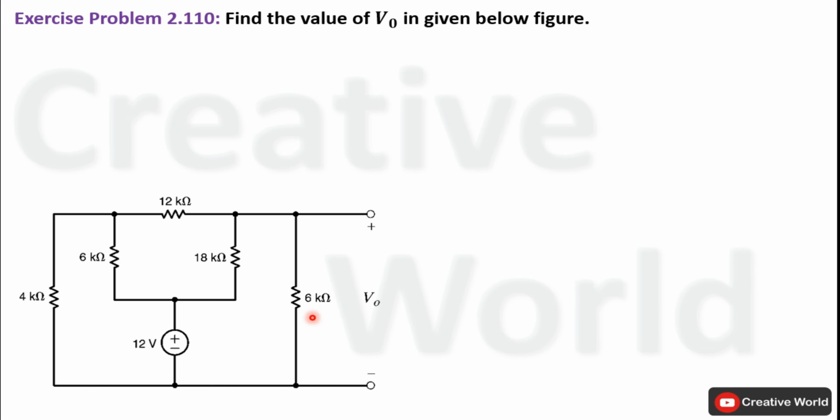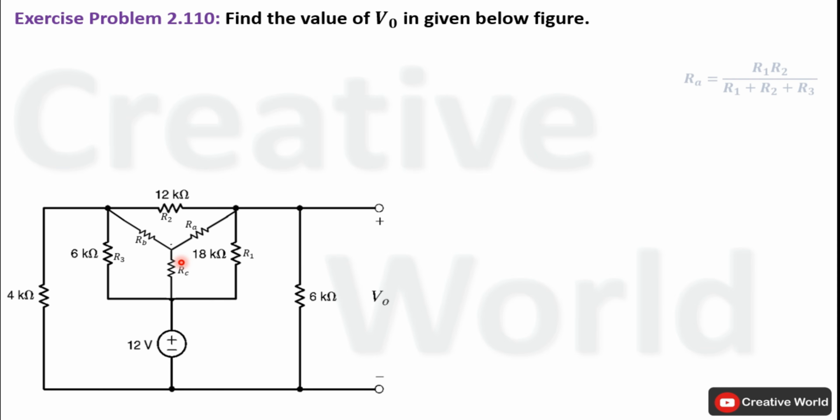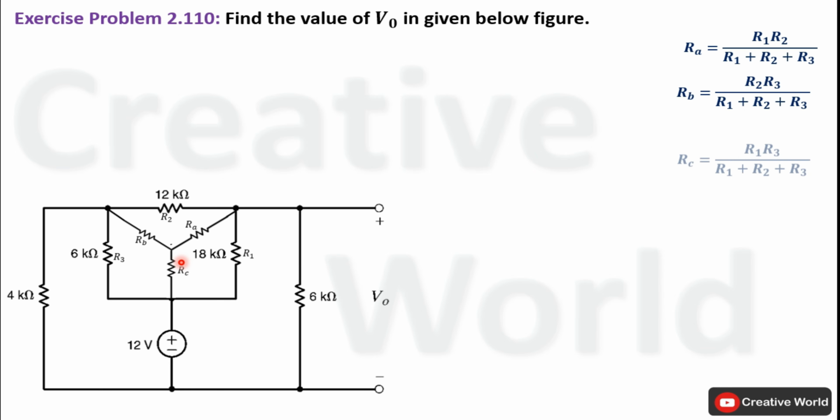In order to calculate voltage across this 6 kilo ohm resistance, we should have the value of current through this resistance. In order to calculate current through this resistance, we have to simplify the network. We will start simplifying this network from this end. This is a delta connection, and in order to simplify the network, we have to convert this delta connection into equivalent star connection. For that purpose, we will place a star connection inside this delta connection and will use these three equations to calculate equivalent resistances in star connection.